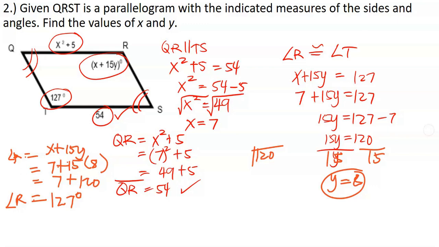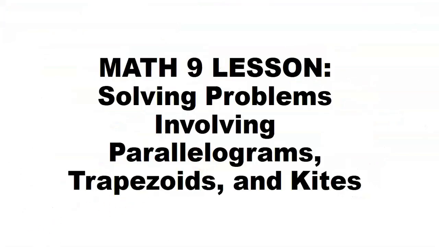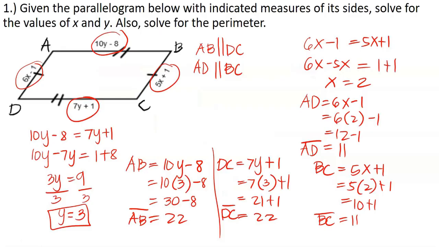All right. Let me just go back to the previous slide earlier. I think I forgot to answer the last question. Earlier, it was also asking to solve for the perimeter. So again, when we're getting the perimeter of a parallelogram or any polygon, we just have to add all the sides.